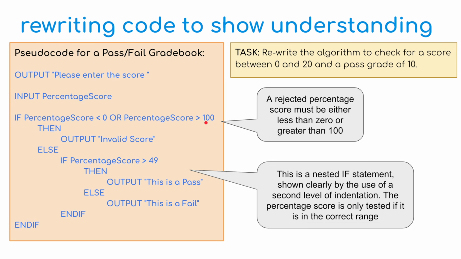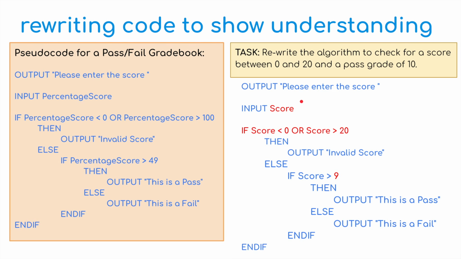Okay, how are we going to rewrite that? Well, there's a few lines we need to look at. Certainly the 0 and the 100. So this time I've changed percentage score to score because it's a score between 0 and 20. If the score is less than 0 or the score is greater than 20, we've changed that. And else, if the score is greater than 9, then that becomes a passing grade. So nice and simple for this first rewrite.